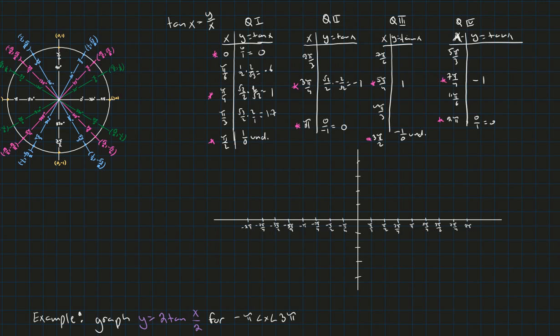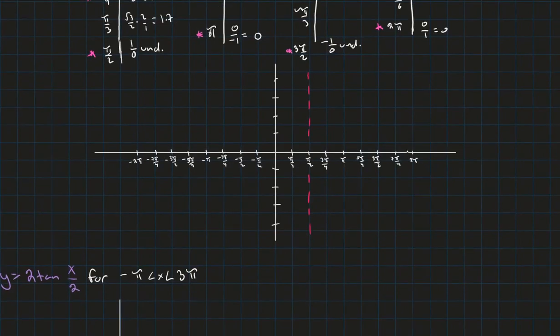So let's make this into a little graph. And let's see, undefined. So what happens when something is undefined? Undefined really just means it can't exist there, right? So undefined is kind of like asymptotes for us. So let's plug those in here. So this is an asymptote right over here. There's another one at 3 pi over 2 over here.